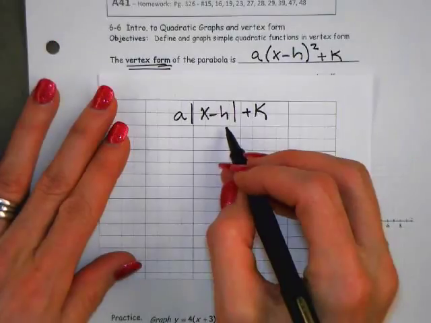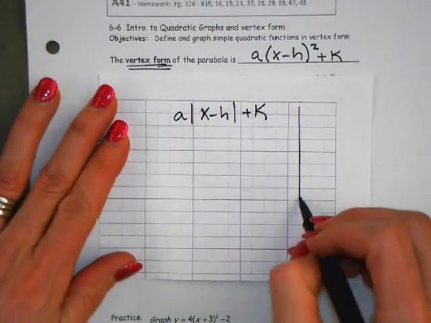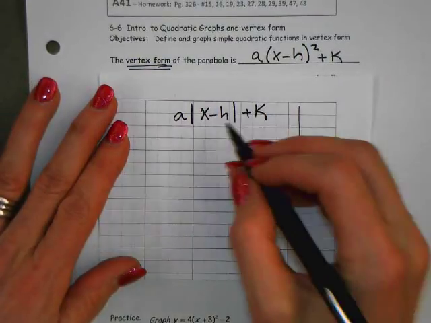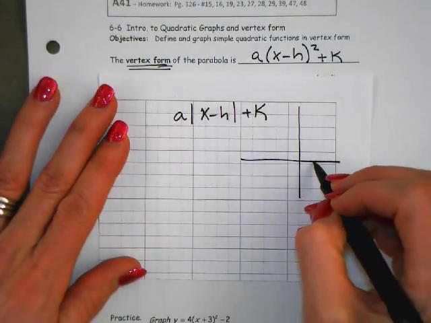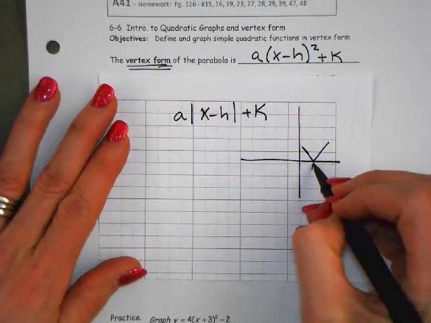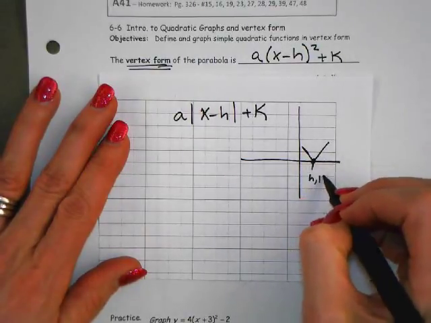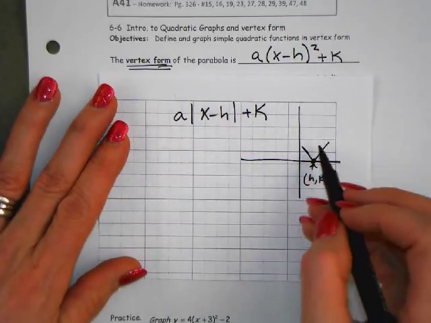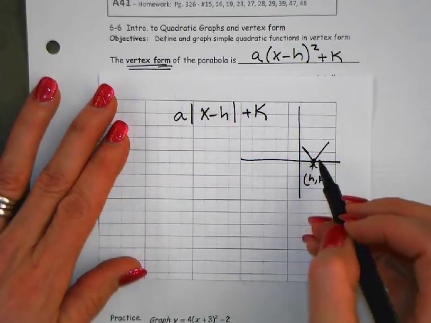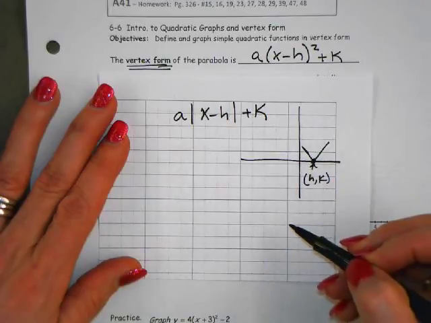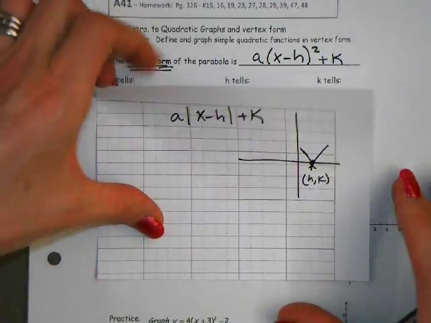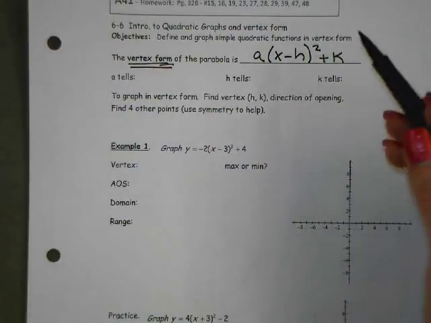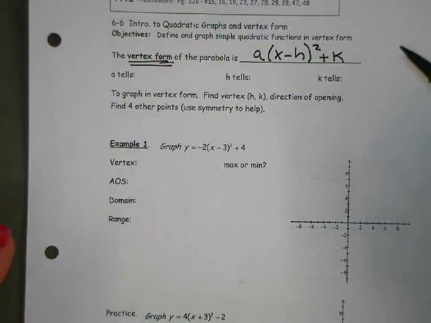So H and K, if you recall, on a graph for absolute value, H and K was the point of change, wasn't it? Right? That right there would be the H comma K value. Do you remember that? Okay? And then the A kind of determined if it was skinny or fat or if it was up or down. Remember that? Okay? So we have the same type of concept with the vertex form of a quadratic equation.